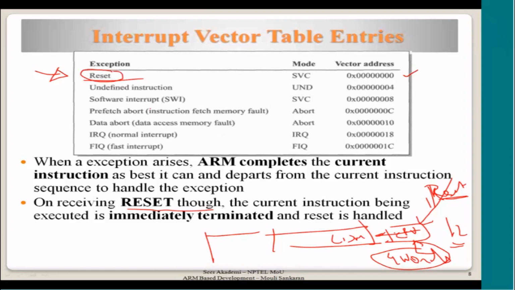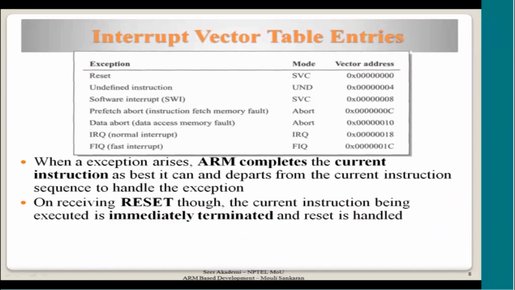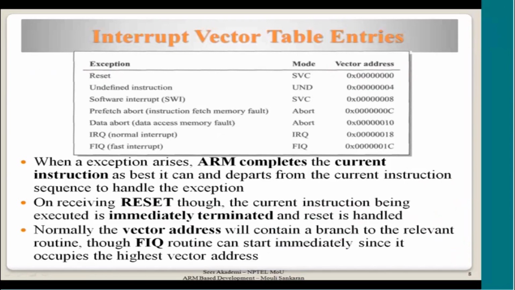So when the reset happens, the current instruction is not completed. It will not wait for this current instruction to be completed. It will just come out of the execution and then start accessing the instruction from this location, and then do whatever is to be done on reset. Okay, I will tell you what is to be done on reset. I can just tell you a few things.